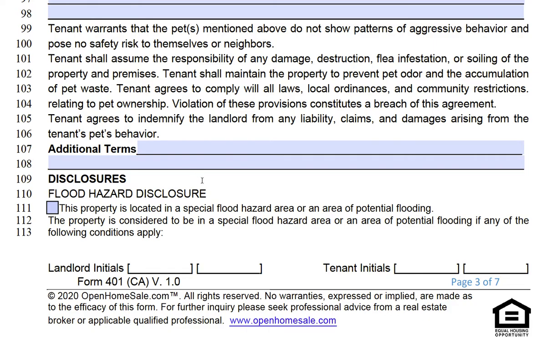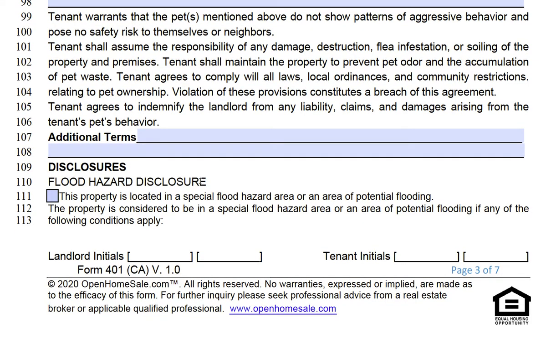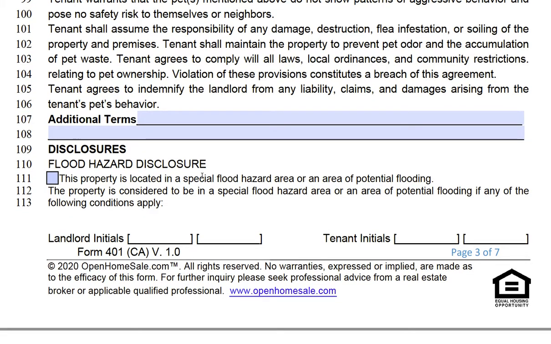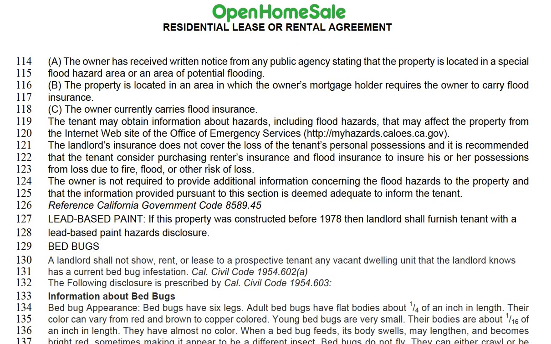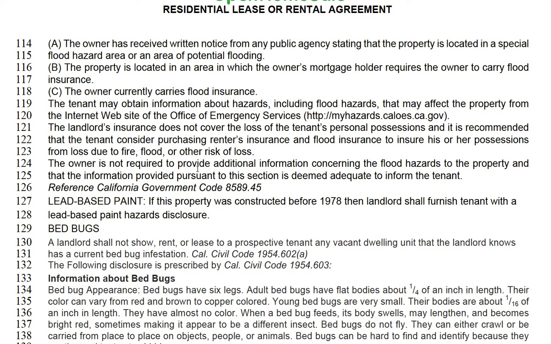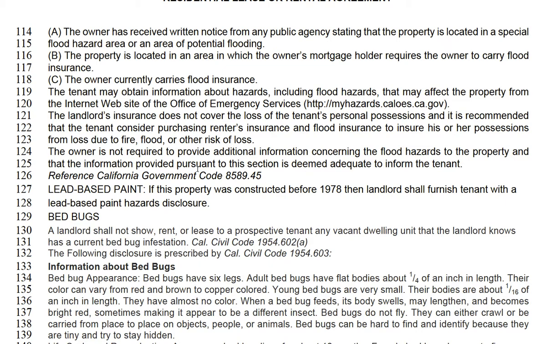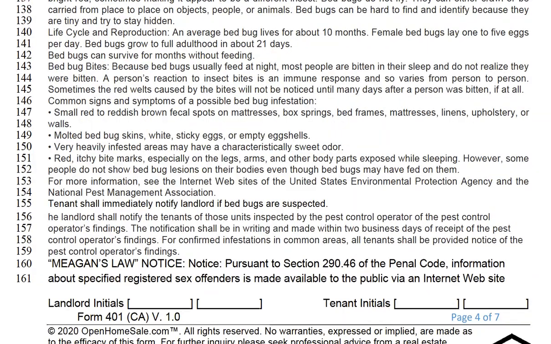Additional terms, again, nice extra auxiliary space to add any sort of provisions that weren't already mentioned in the contract. And then initial area. Now, there's a lot of boilerplate text here, which are protections. So a lot of this is legally obligated to be disclosed, but also protections for both parties. The landlord's disclosing what they're supposed to, the tenants understanding that they have certain rights and that there are certain risks involved, like lead-based paint. That's what we're looking at right now, bed bugs, things like that.